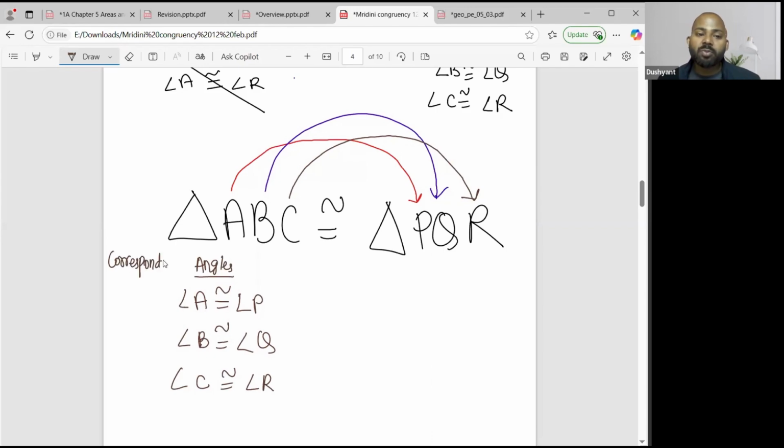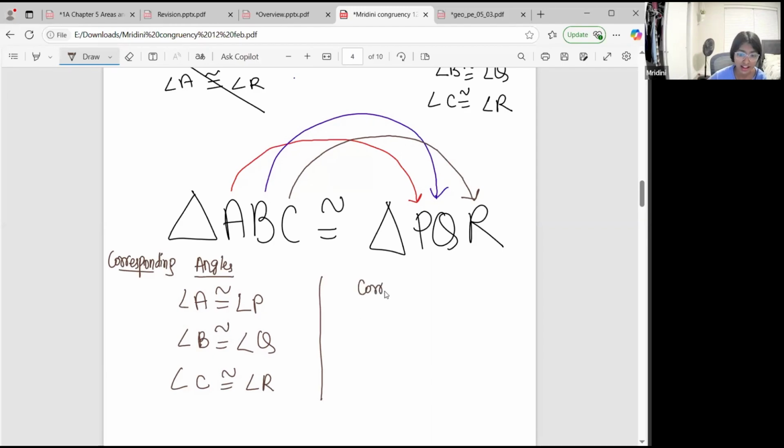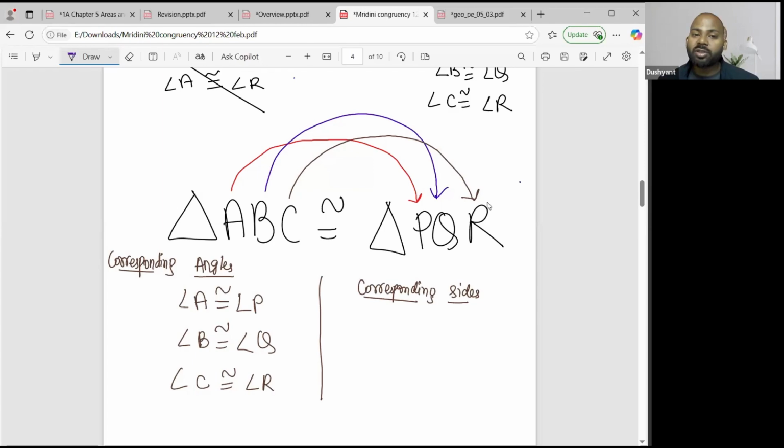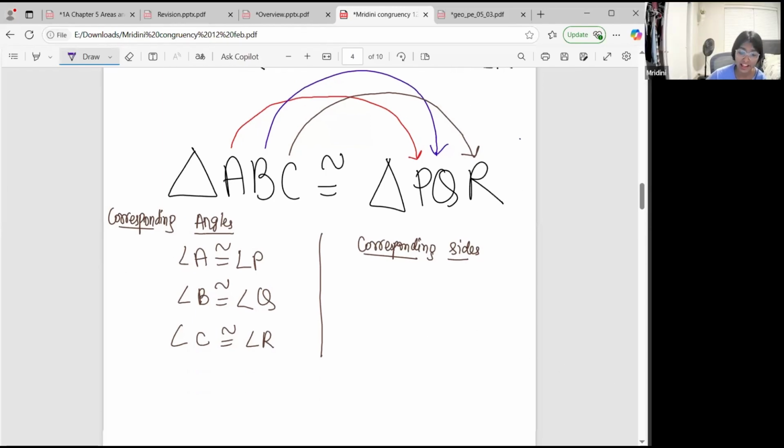Tell me the corresponding sides. Can you scroll up to the triangle? From here itself you can see, you can figure it out. That's why I've written these two triangles on a very large scale.